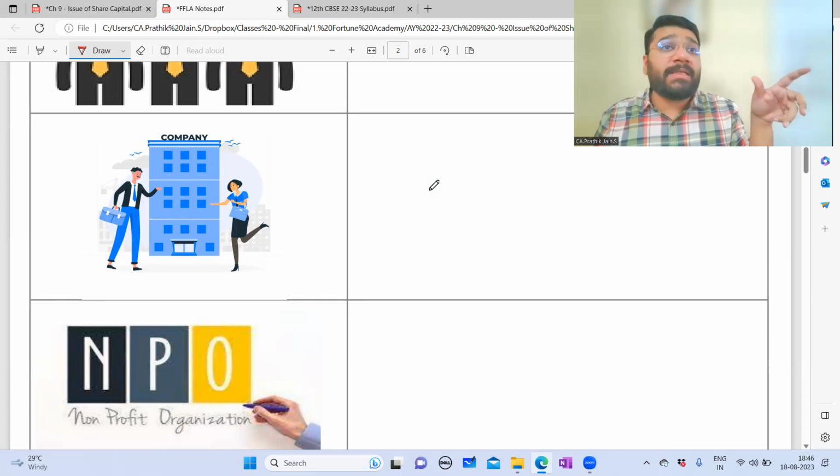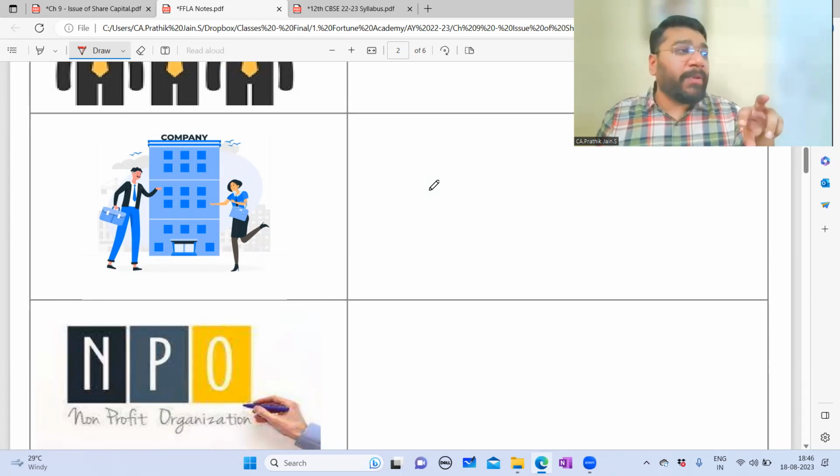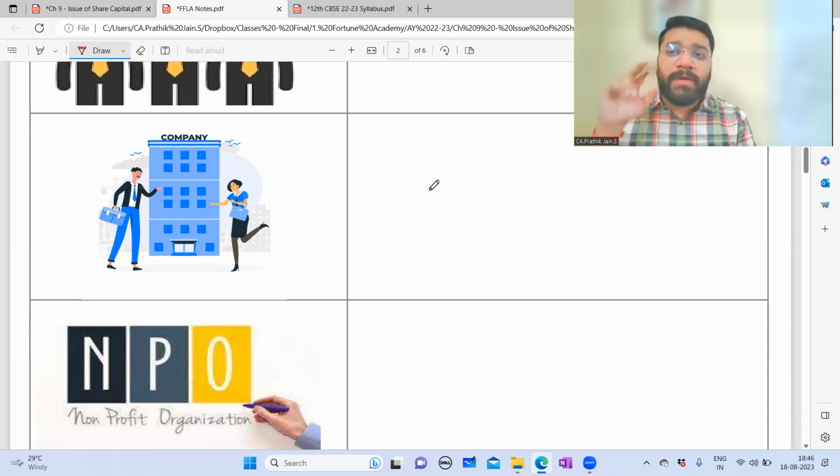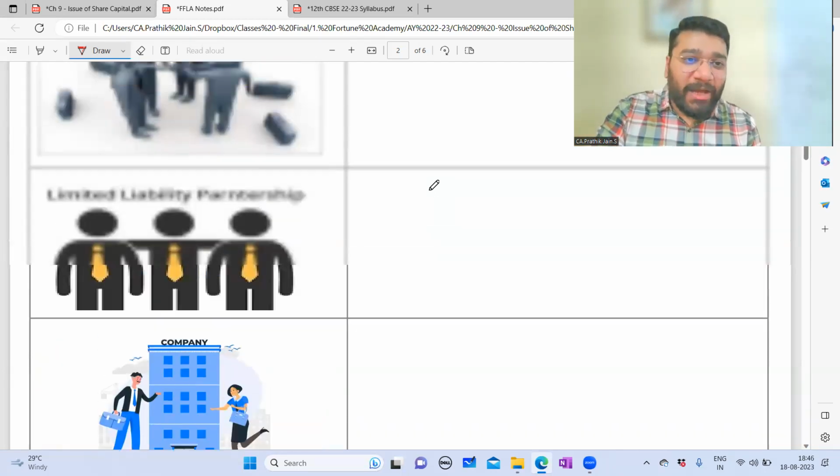NPO is also a form of doing business, but the motive is non-profit. So how do you form a trust and society under an NPO? That is something which I'll exclusively discuss in the NPO topic at the foundation level, because at the Class 12 CBSE level, this is not required.